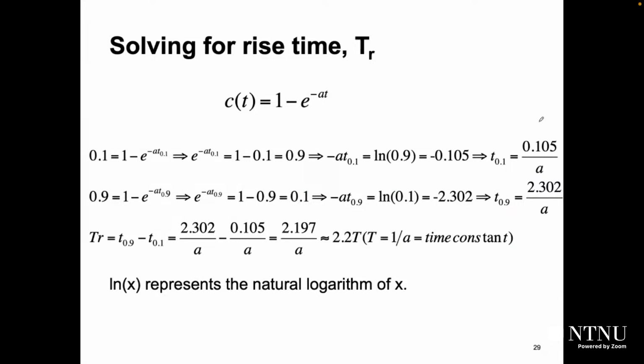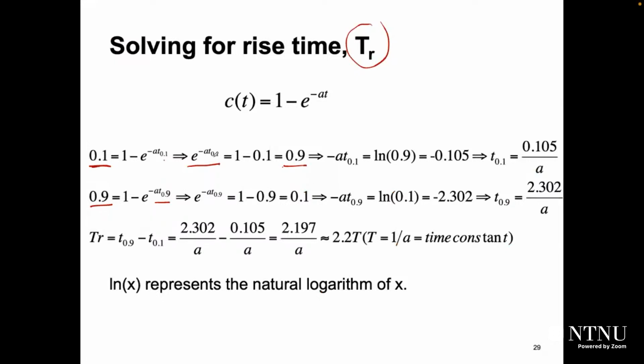So this is the response, c of t equal 1 minus exponential minus A t. For the rise time, we need to get two equations. The first equation will be the time at 10%. In this case, we will substitute the output equal 0.1. For the time at 90%, which is 0.9 of the final value, the output will be 0.9. So this exponential part will be 1 minus 0.1, so it will be 0.9.